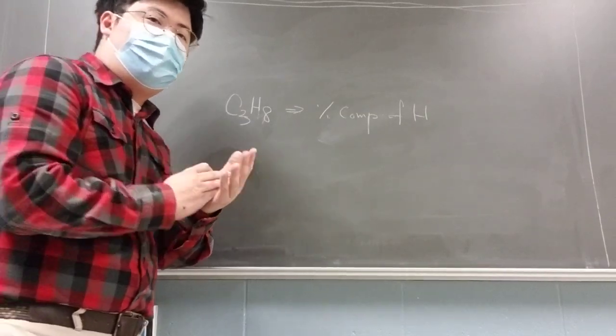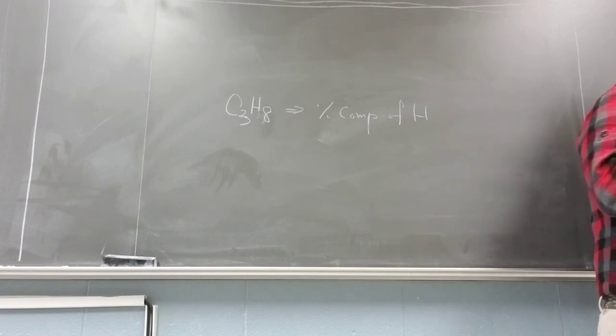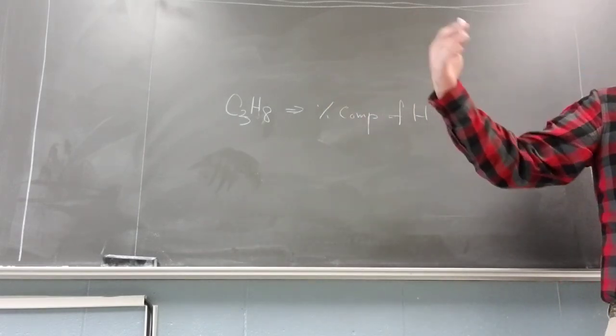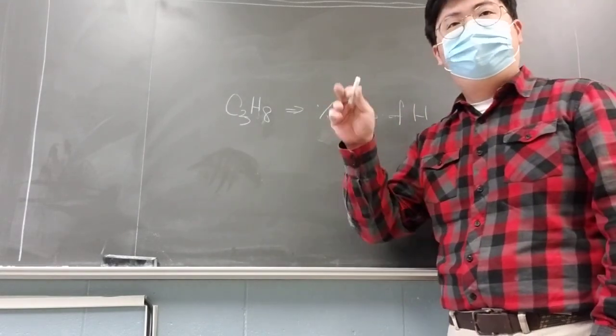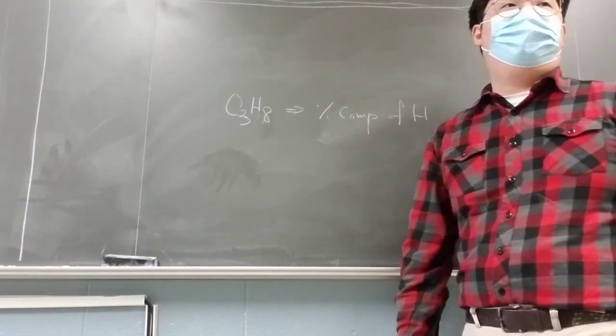So try to get the atomic mass of hydrogen and multiply by the number of atoms, which is 8, over this whole molecular weight, and multiply by 100%. So you can get the number in percent units.